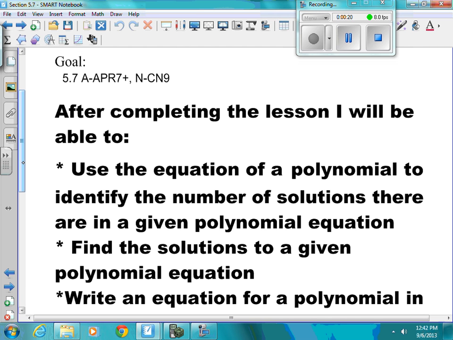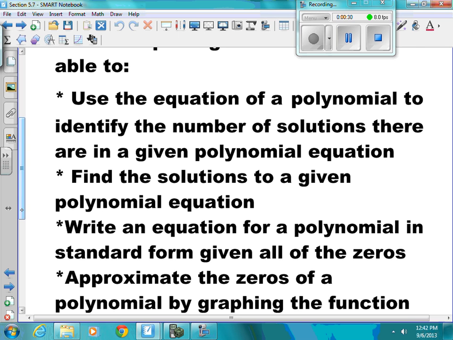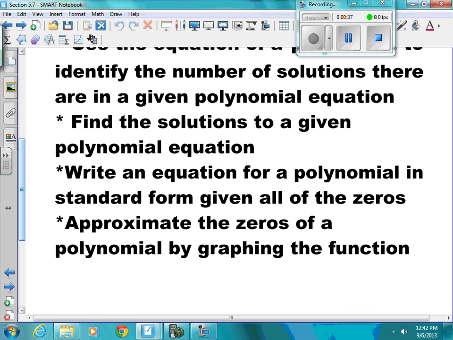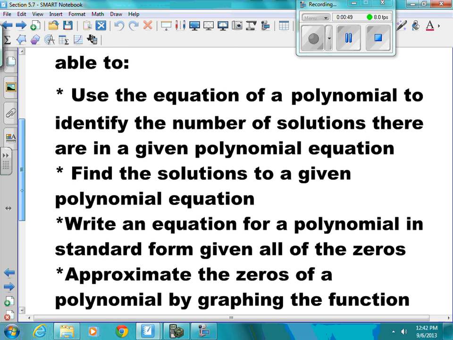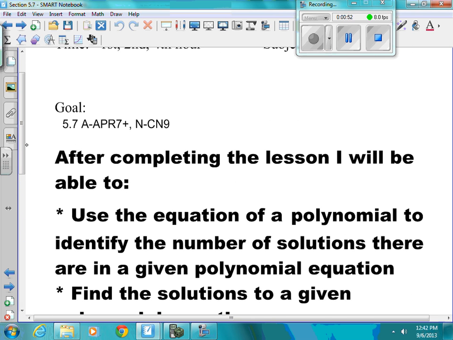After completing the lesson, you'll be able to use the equation of a polynomial to identify the number of solutions there are in a given polynomial equation, both real and imaginary. Find the solutions to a given polynomial equation. Write an equation for a polynomial in standard form given all of the zeros, and approximate the zeros of a polynomial function by graphing the function. This last one you're probably going to practice in class tomorrow using the graphing calculator. We've kind of done that already, so we're just going to touch on it again. There should be some problems in your in-class work tomorrow.